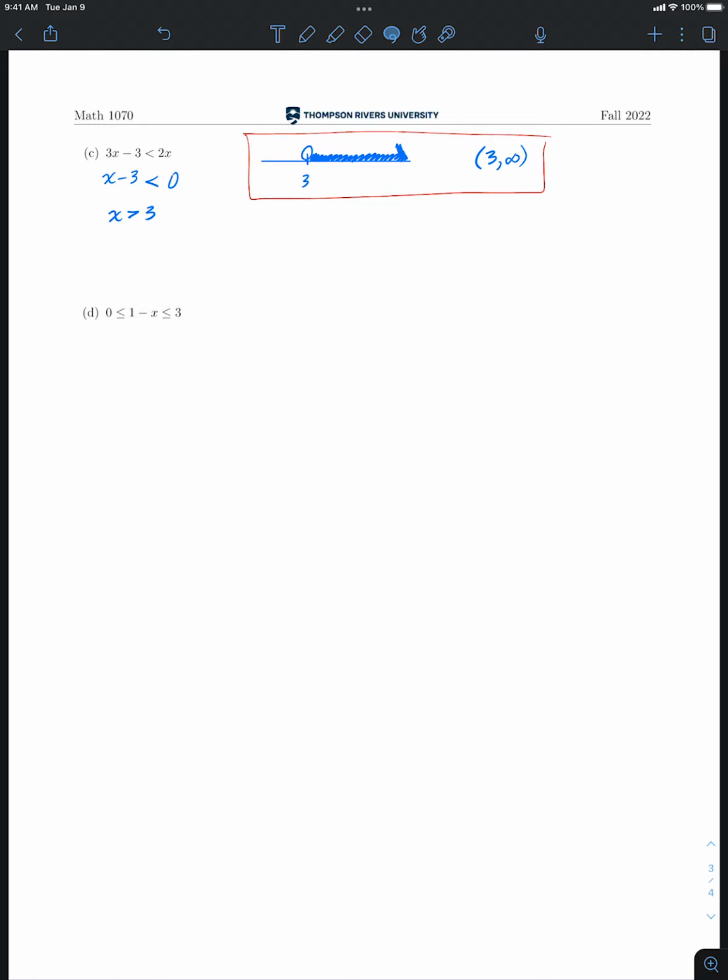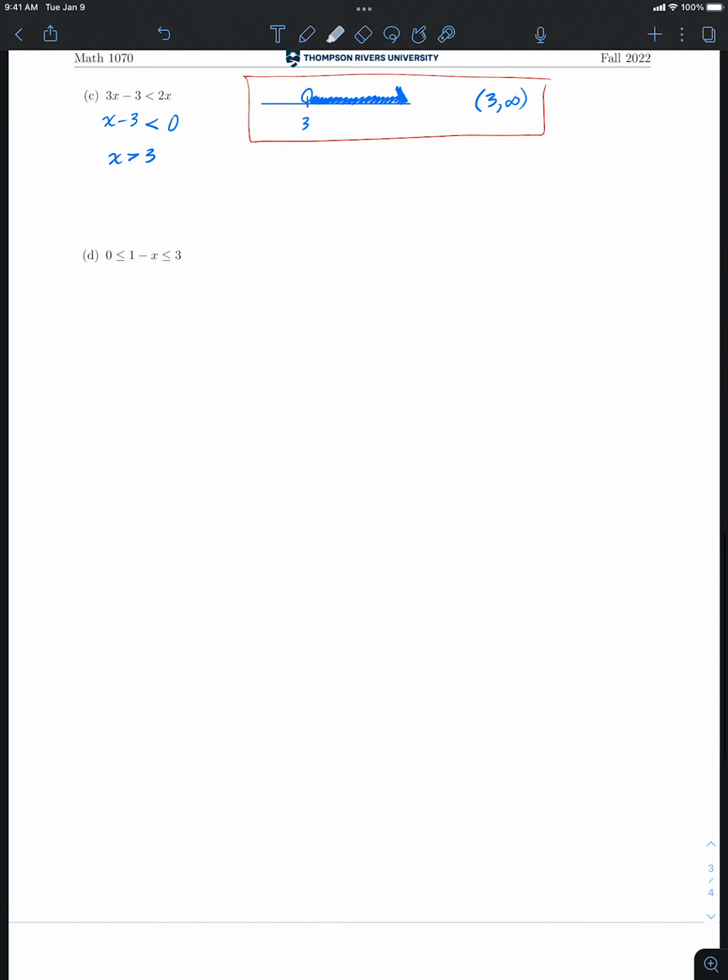Okay, the last example here, this one's different as well, because it's not just one inequality anymore, it's actually two inequalities, but they're just written simultaneously. So what you have here is you have 1 minus x is sandwiched between the 0 and the 3. So actually, no problem. We can handle this in the same way. We just have to understand that we're working with two inequalities.